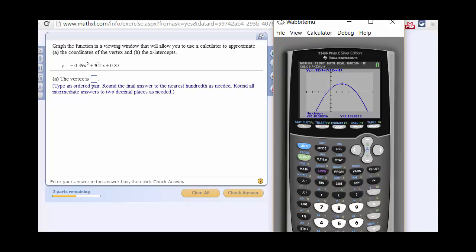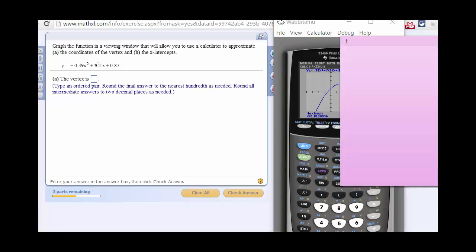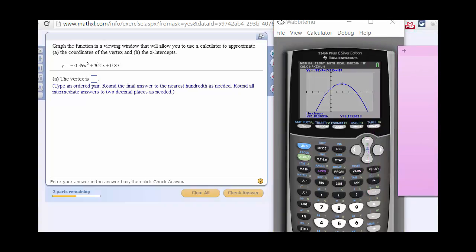And now I see that the maximum point is 1.81, 2.15. And we are indeed going to round our coordinates to the hundredths place, which is two decimal places. I'm looking for a pen here. There's my pen. The reason I want a pen is I want to actually write down these coordinates. 1.81 and 2.15.